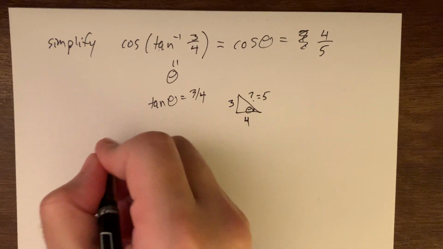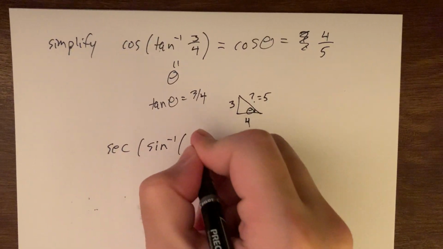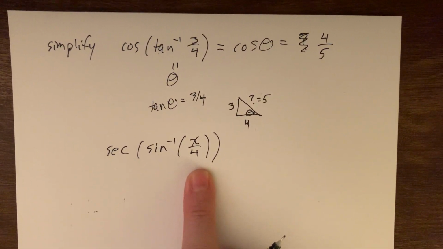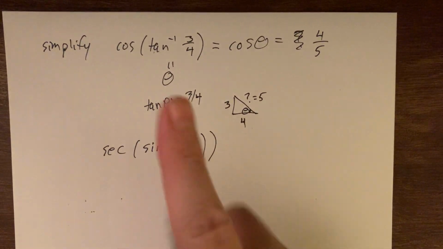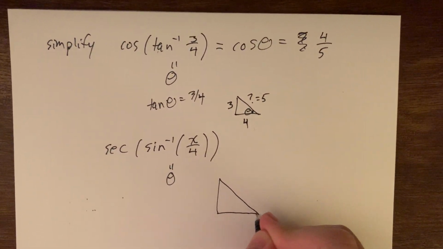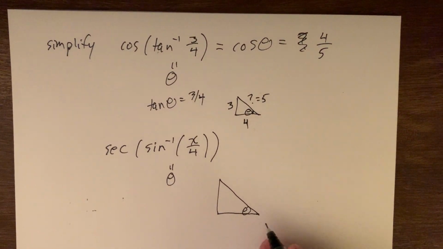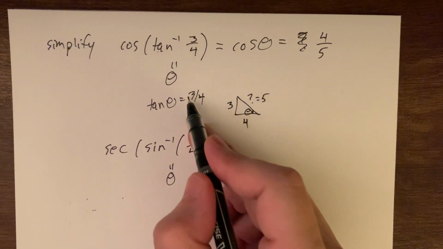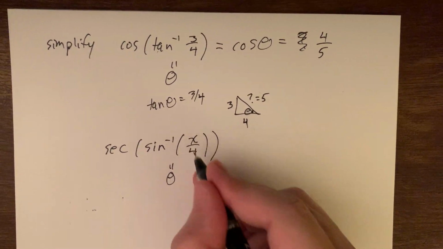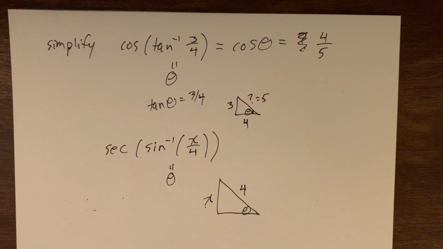But let's look at a second one. What if I wanted secant of inverse sine of x over 4? It's the same thing, everybody. This is some angle theta. So I'm going to set up my right triangle. I'll draw it a little bigger this time so I have a little more room to work. And now I know sine of theta is x over 4. So for tangent, we used the 3 as opposite and the 4 as adjacent. Tangent is opposite over adjacent. For sine, it's opposite over hypotenuse. So the x will go over here for the opposite, the 4 for the hypotenuse.